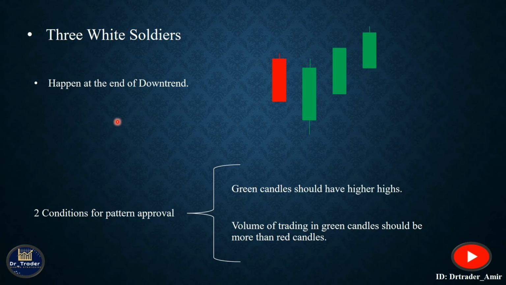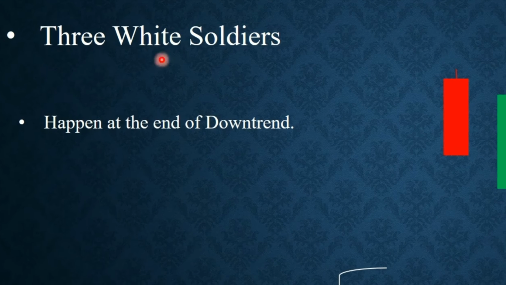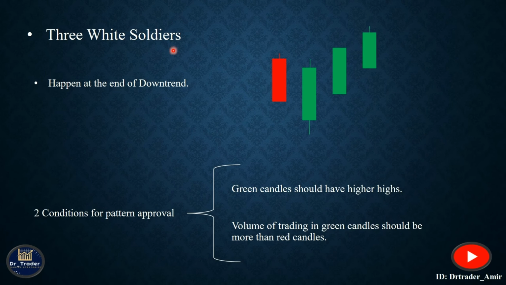And one of the other candlestick patterns that can be used to predict the best time for buying is three white soldiers. This candlestick pattern mostly happens at the end of a downtrend, and when the market sees this, there is a possible change in the trend from downtrend to uptrend.